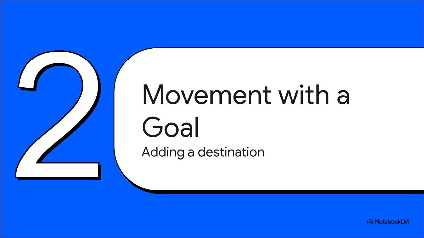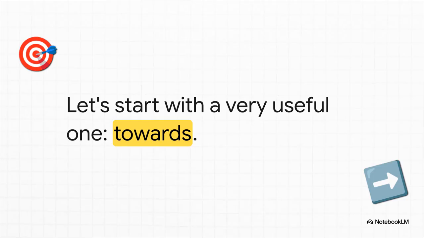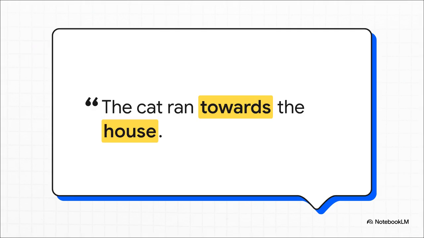All right, foundation's built. Now let's level up a bit. This next group of words describes movement, but this time it's connected to a specific person, place, or thing. We're basically adding a goal to the journey. And we're going to kick this section off with a really useful one, towards. Now, here's the key thing to get about towards. It just means moving in the direction of something. So in this sentence, did the cat actually get to the house? Well, we have no idea. The word only tells us where it was heading.